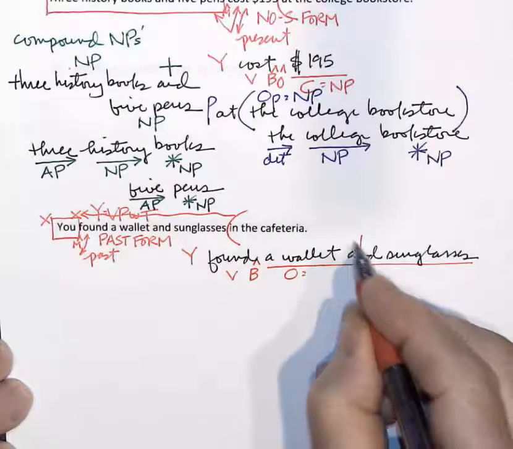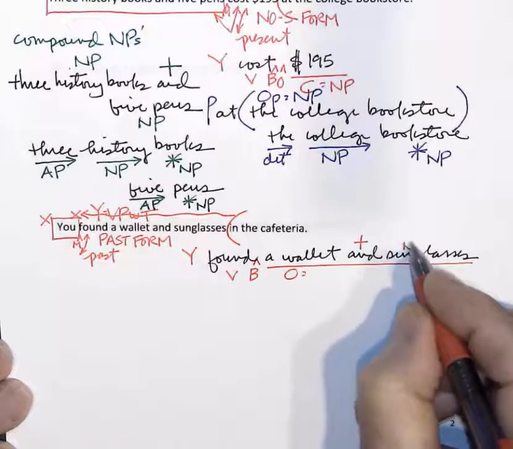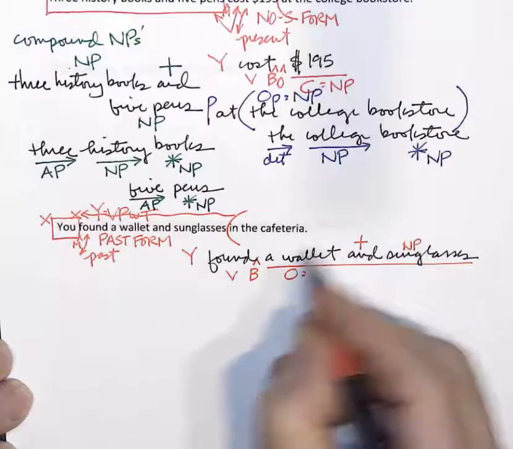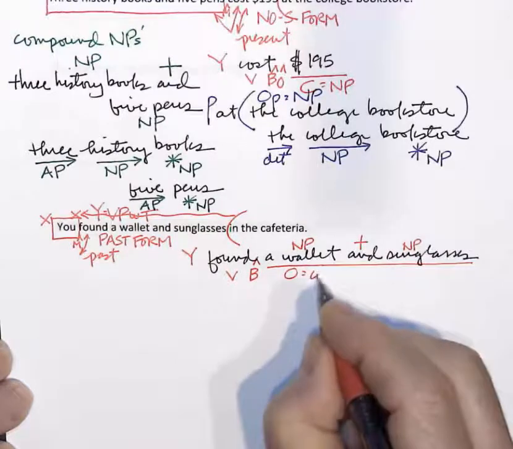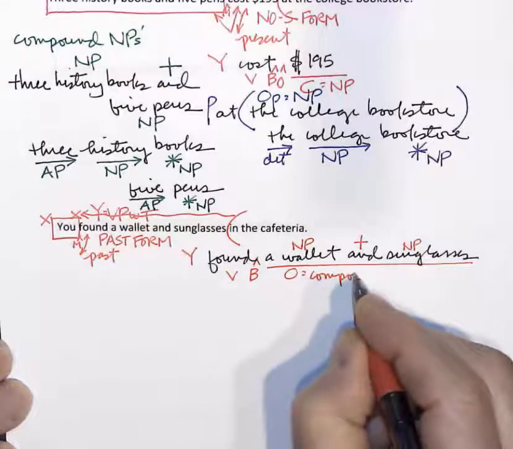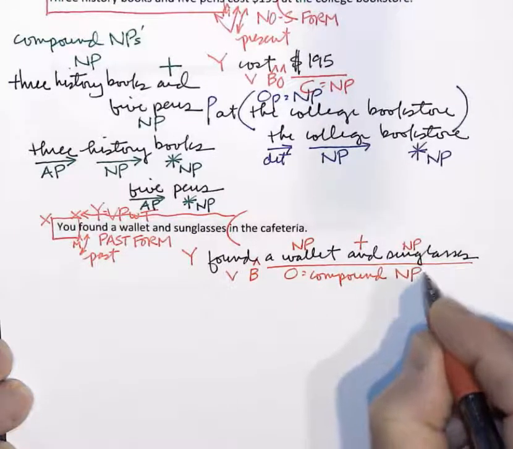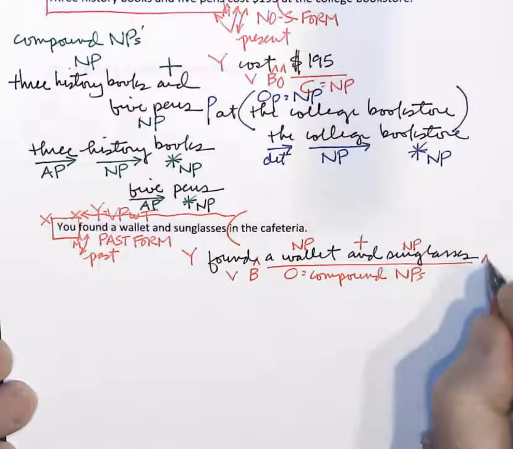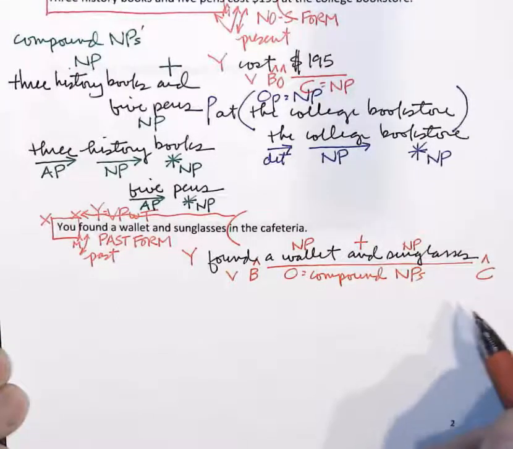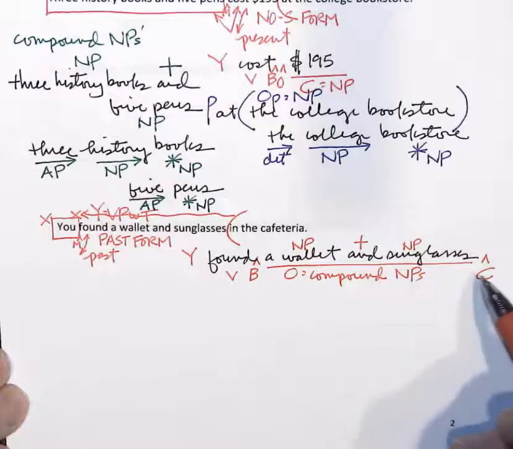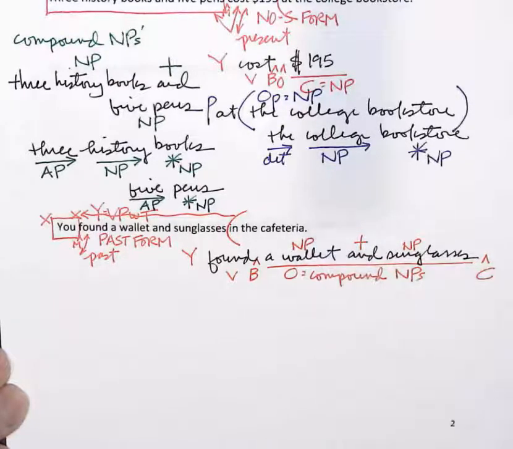It does have a coordinator, and on this right side I have a noun phrase. On the left side I should also have a noun phrase, and I do. So the object is compound noun phrases. The complement place is empty. And so it really wouldn't matter in this case if you wanted to use in the cafeteria and leave it as part of the predicate, it would be our complement.